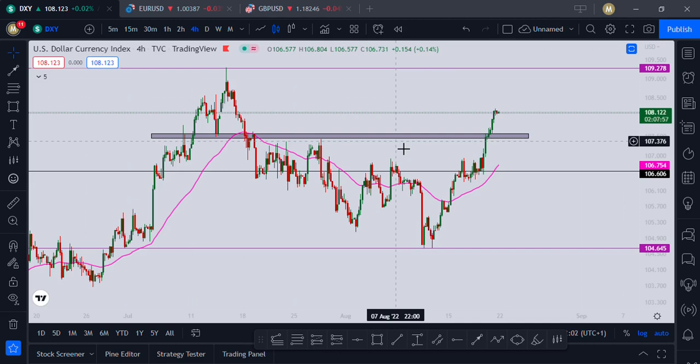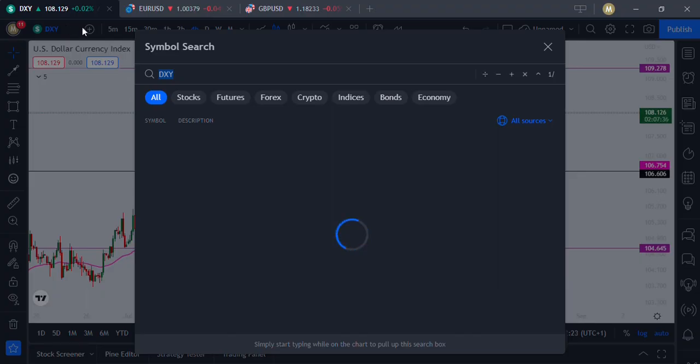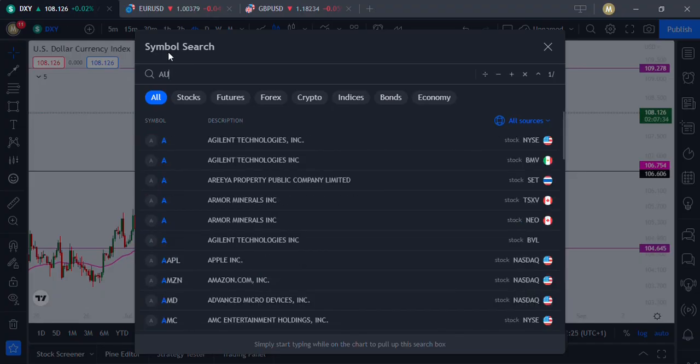Now that we're done with the DXY, we know that the US dollar has strength. So definitely we should be shorting AUD USD, EUR USD, and GBP USD because they tend to correlate. Once DXY is in an uptrend, AUD USD, EUR USD, GBP USD are in opposite trends. So now that we know that, let's analyze AUD USD.